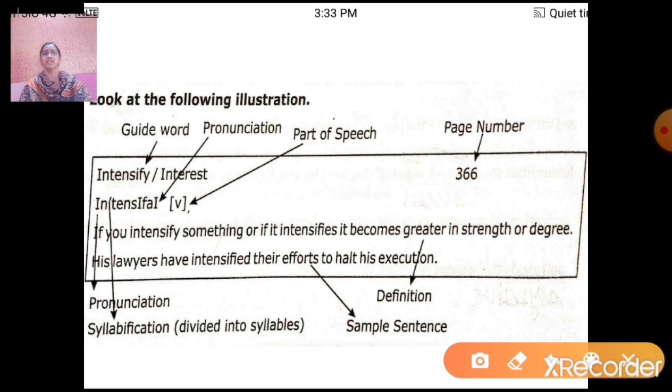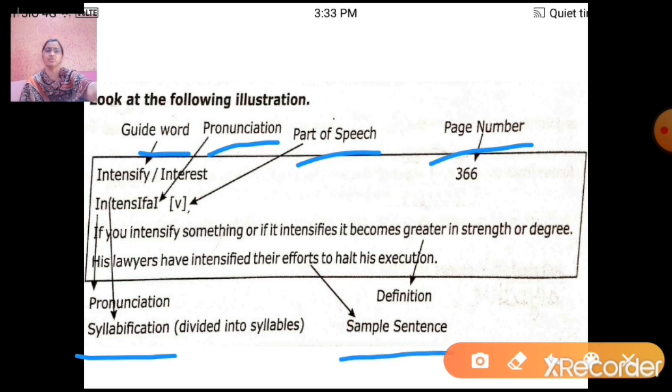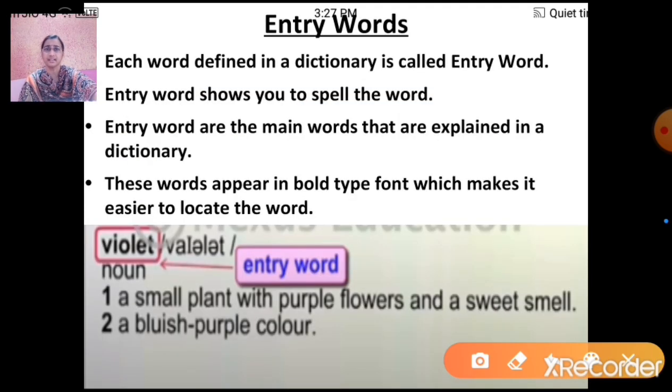Now in a dictionary you will find a guide word, you will find its pronunciation, you will find part of speech, then you will get to know the page number, then you will also find the syllabification, then you will find a few simple sentences, then you will also find the definition of that particular word. Now let us understand this one by one.